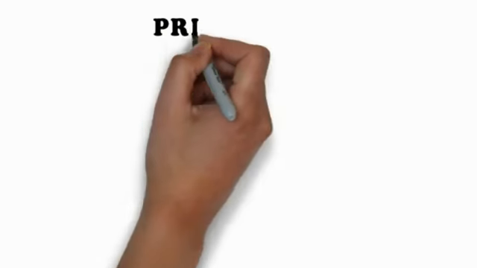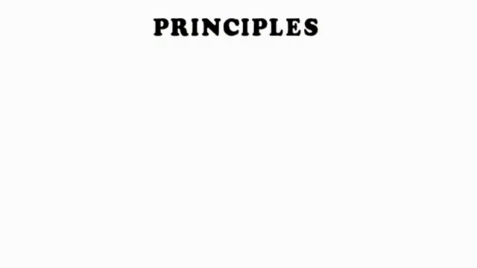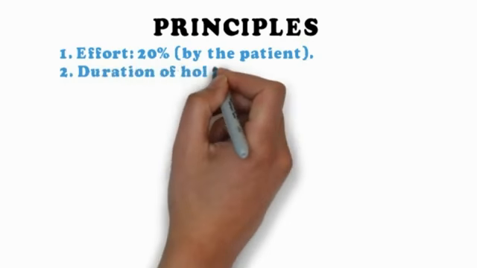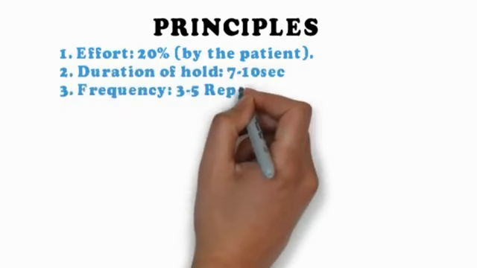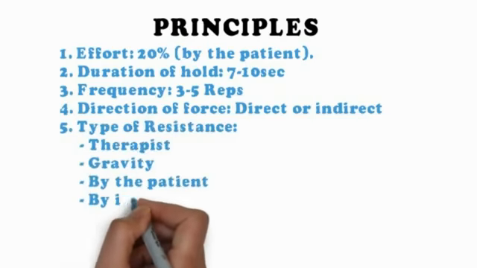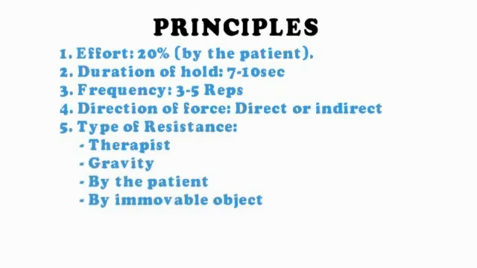Principles of muscle energy technique. Effort given by the patient must be 20%. Duration of hold can be 7 to 10 seconds. The frequency must be 3 to 5 repetitions. The direction of force may be either direct or indirect. The type of resistance can be given by the therapist, gravity, by the patient, or by an immovable object.